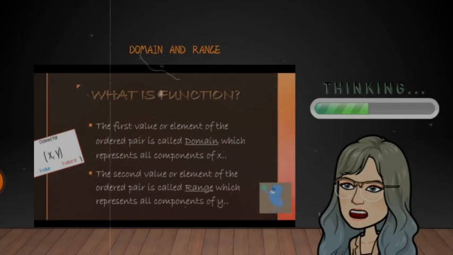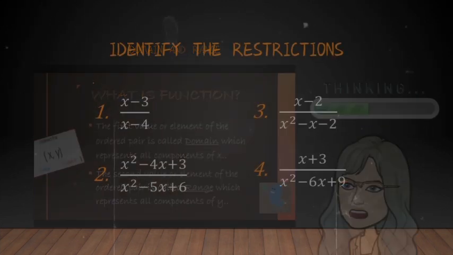From our previous lecture, we talked about domain and range. Domain is the first value or the first element of an ordered pair, or the components of x, while the components of y is called the range. So let's have an example.